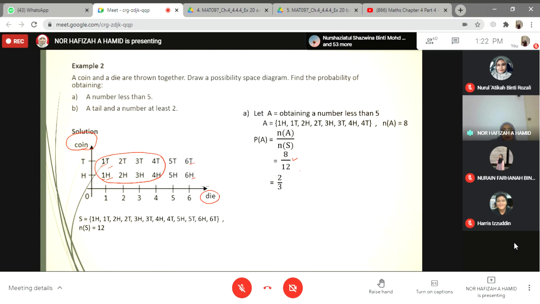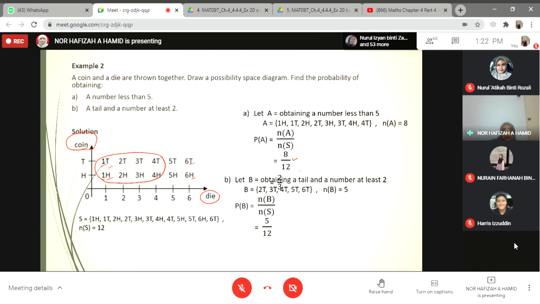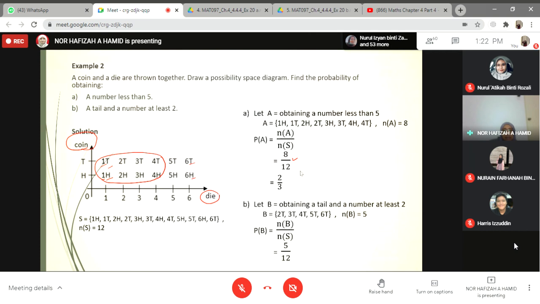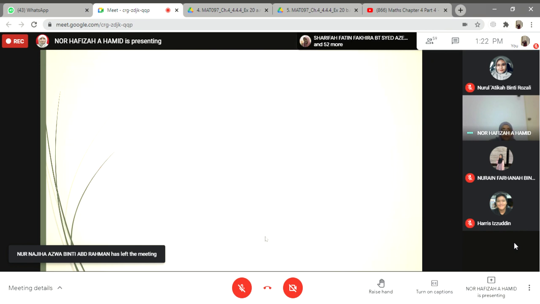And next we have obtain a tail and a number at least 2. So dia nak a tail and a number at least 2. Okay, so ni you punya outcomes of the event. So total is 5. So answer dia is 5 over 12. Okay.